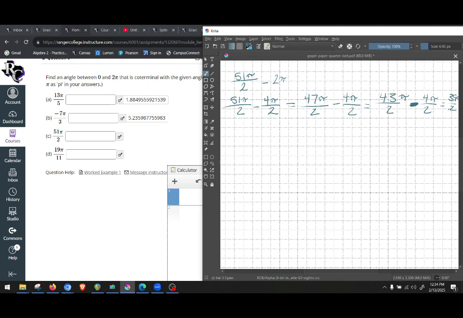Nine pi over 2. So we keep the 2, and then we're just subtracting 4 each time from the top. So 39 minus 4 is 35 pi over 2. Subtract another one, that's 31 pi over 2. And if we keep subtracting 4 from the top, we get pi over 2, 3 pi over 2.